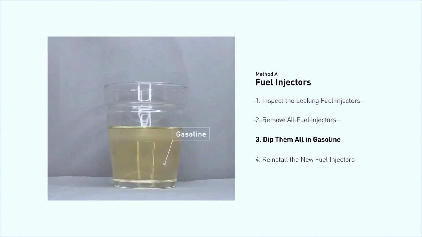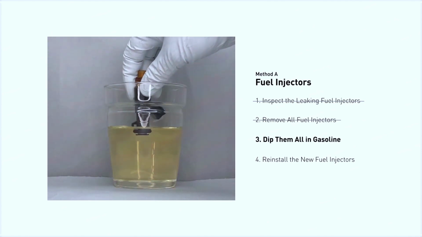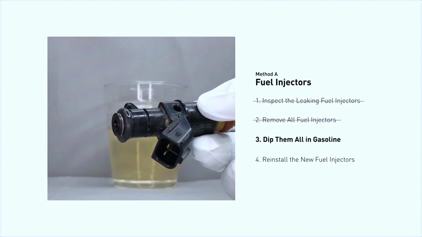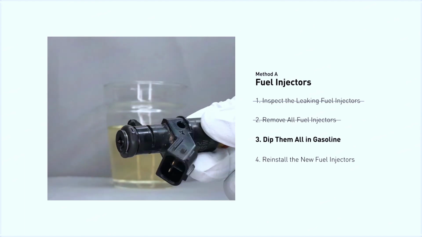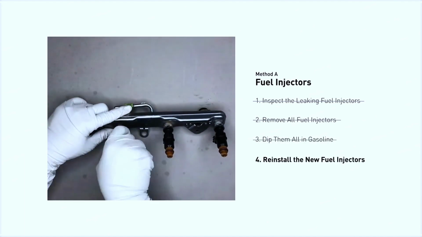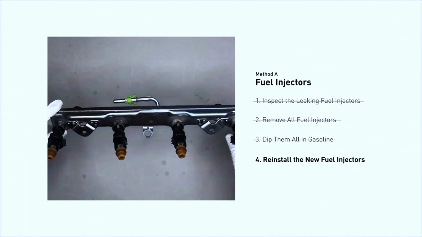In order to prevent leaking, get some gasoline, put it in a cup, and then dip the new fuel injector into it, so the seals get wet with gasoline, and it will go in and won't leak after all. Just slide all the new fuel injectors in.